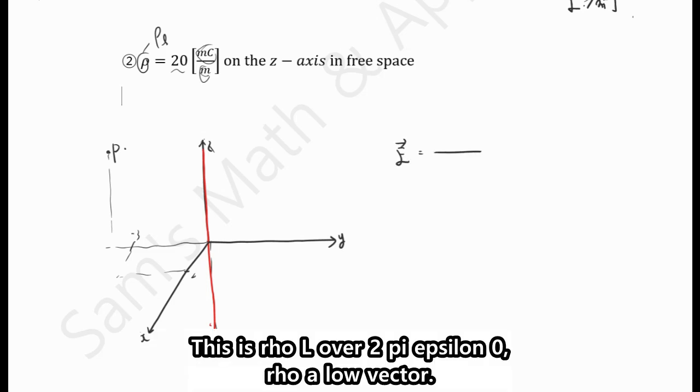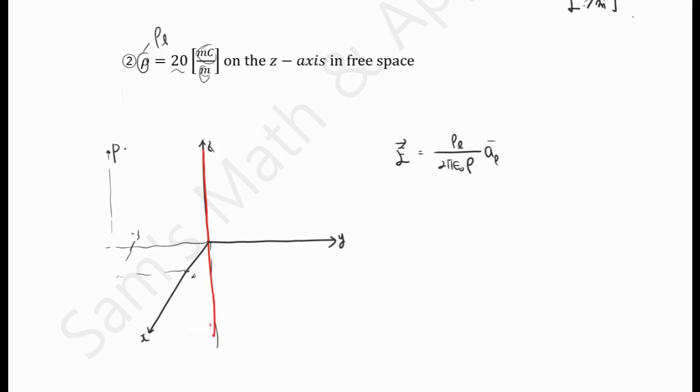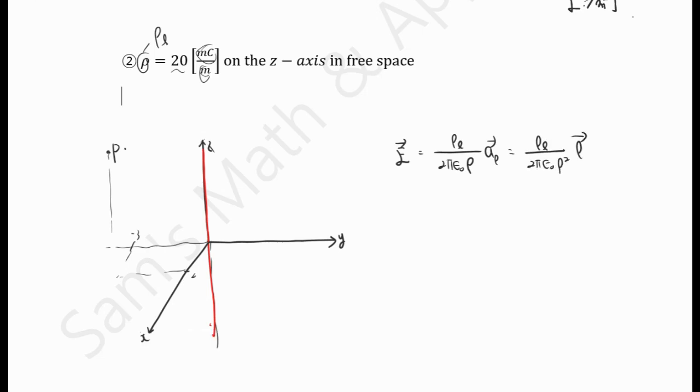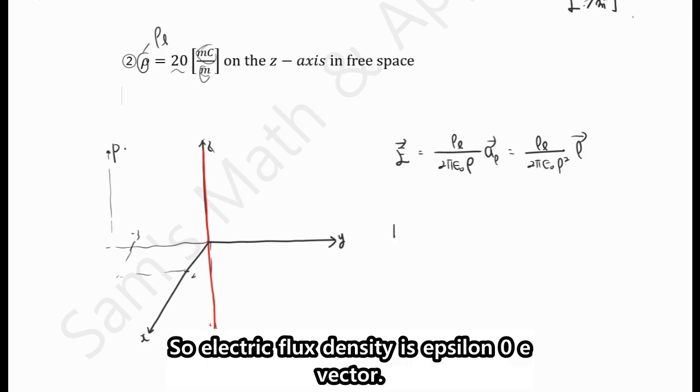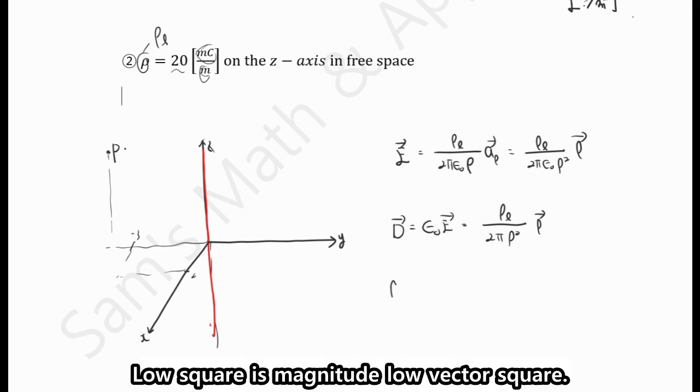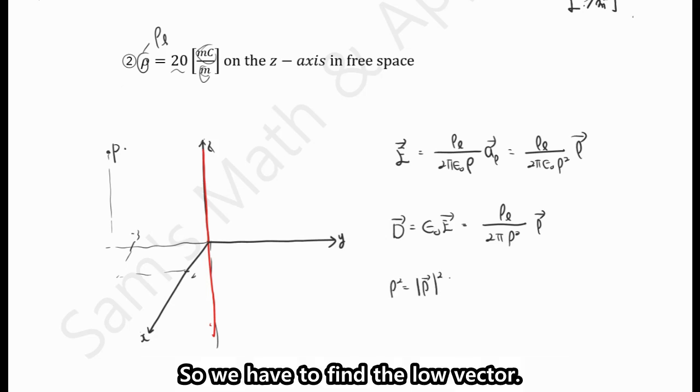We already know the electric field intensity from a line charge. This is rho L over 2 pi epsilon 0 rho squared times the rho vector. So electric flux density is epsilon 0 E vector, which is rho L over 2 pi rho squared times the rho vector. Rho squared is the magnitude of the rho vector squared, so we have to find the rho vector.